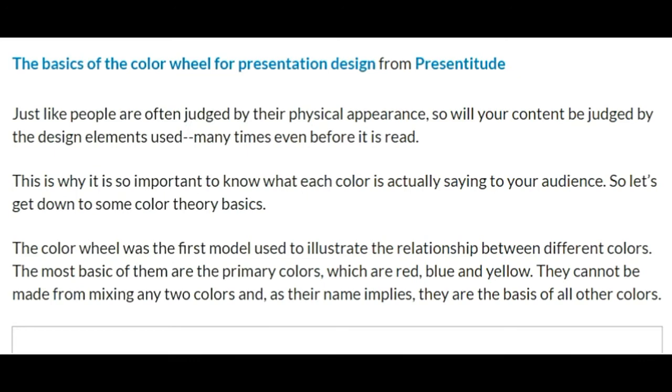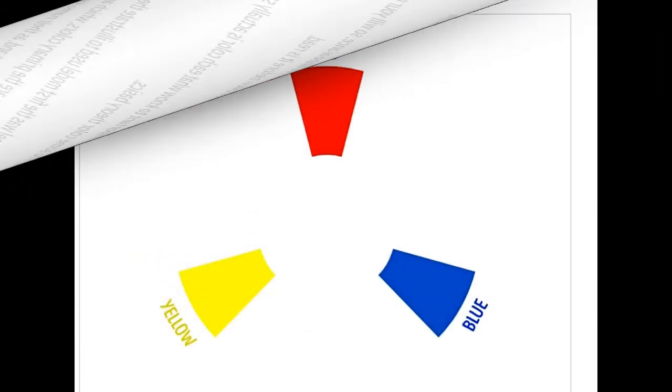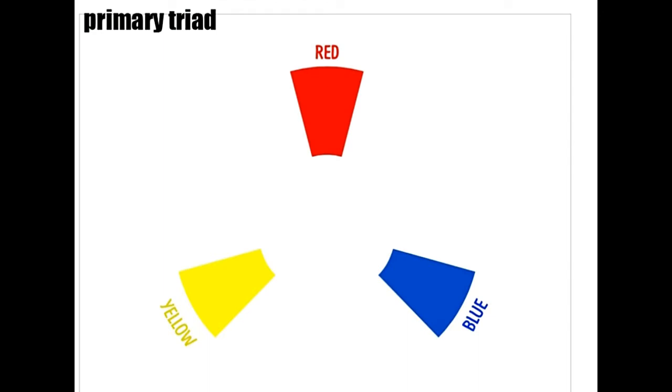The color wheel was the first model used to illustrate the relationship between different colors. The most basic of them are the primary colors, which are red, blue, and yellow. They cannot be made from mixing any two colors. As their name implies, they are the basis of all other colors. Meaning to say, primary colors are original colors and can't be produced by mixing any colors.